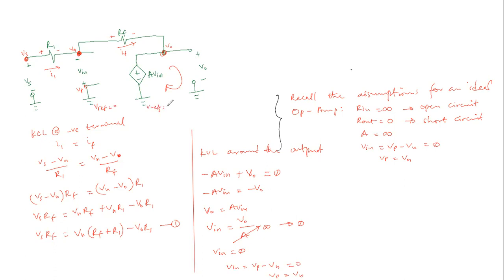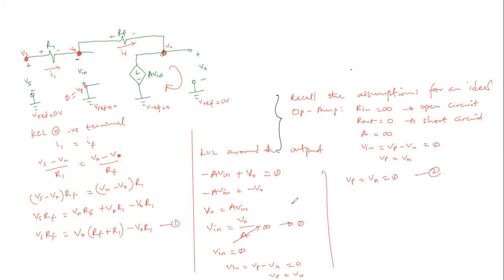The reference voltage is 0 volts. And the positive terminal is connected to the reference voltage such that V sub P is equal to 0. And therefore, it means that V sub P is equal to V sub N is equal to 0. Okay, so let's make this our second equation.